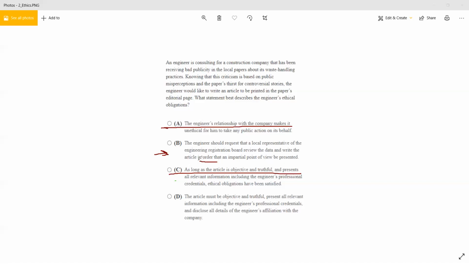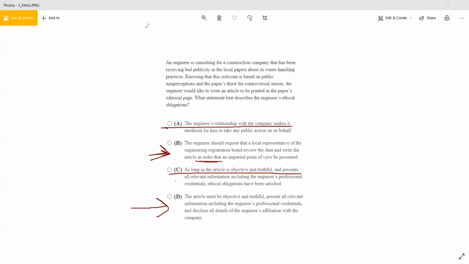I believe that should not be in. I don't know, that sentence is worded a little strangely, but write the article saying that an impartial point of view will be presented. So this one, the engineer takes matters into his own hands. This one, he asked the registration board to do it.